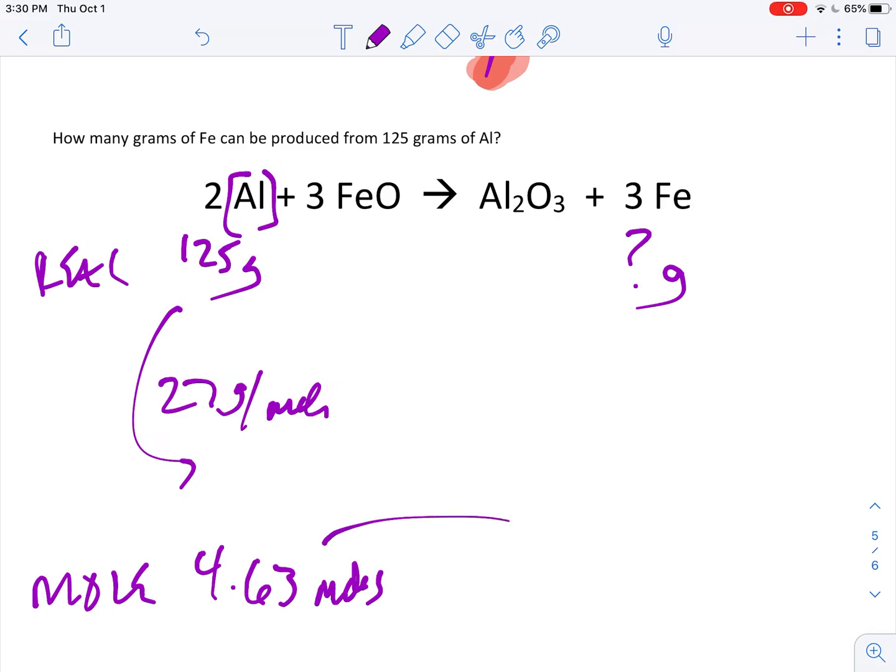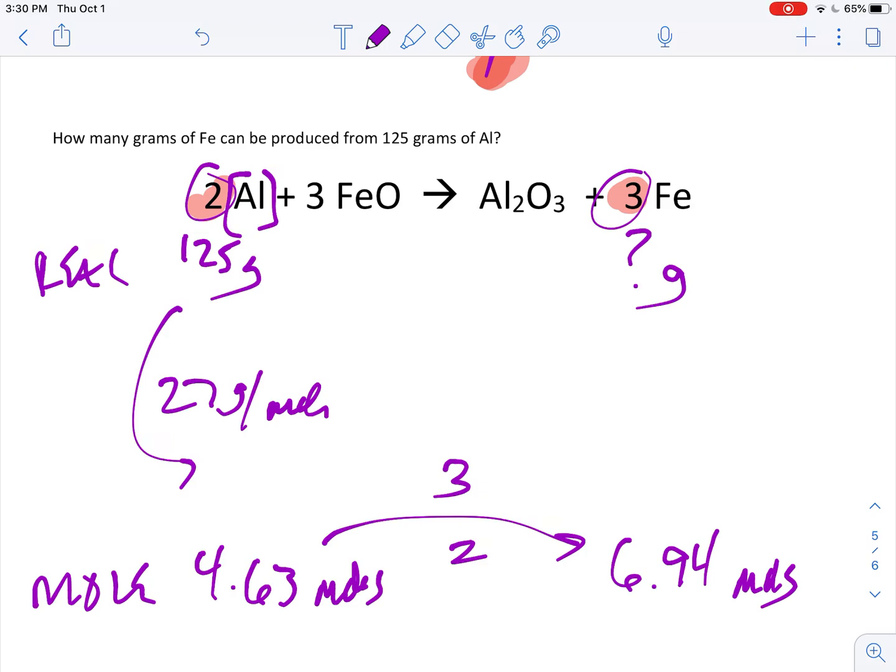Now I'm going to deal with that 2. Why? Because I'm going to go across town, and I'm going to go across town by a 3 to 2 ratio, so I have to multiply it by 3 and divide it by 2 because you always multiply by where you're going and divide by where you came from. So times 3 halves is going to get me about 6.94 moles there.